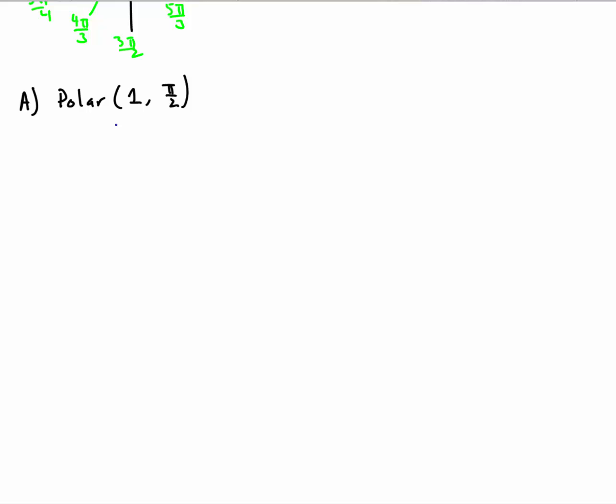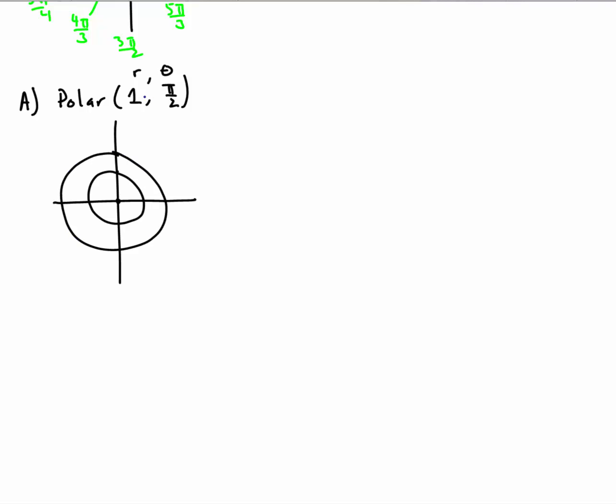So if we look at our coordinate system, it looks like my r is going to be 1 and my theta is pi over 2. So let's go ahead and worry about setting this up. Here's my pole or my origin. I'm going to go out 1 unit. Here's 2 units. So this says in my radius I'm going to be on this first circle.